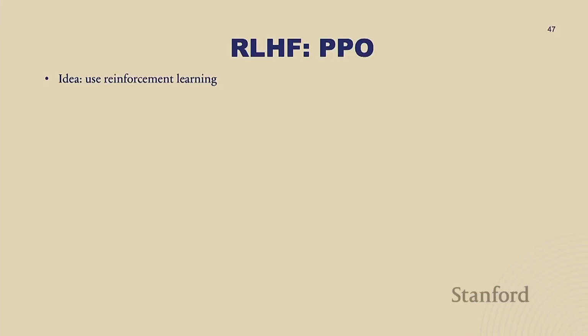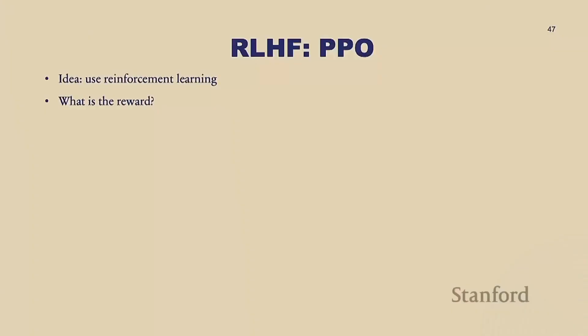There are two ways that we're going to talk about, and two that are mainly used in the community. The first one is simply the idea of using reinforcement learning. Hopefully you all know what reinforcement learning is now. When you think about using reinforcement learning, one important question is what is the reward that we're optimizing? In this case, there are really two options that I could think about.